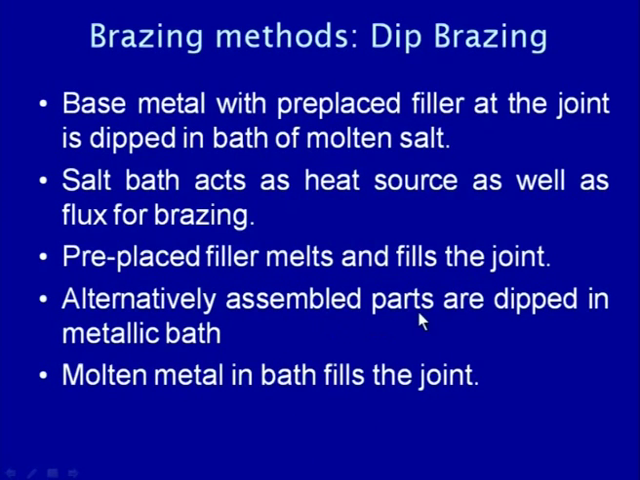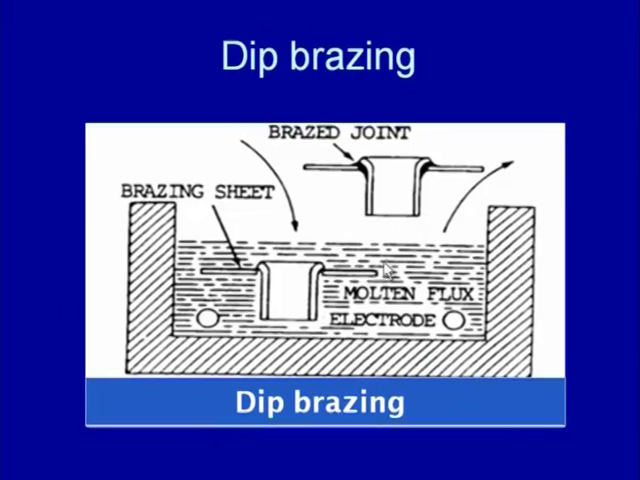So, the assembled parts are dipped in the metallic bath so that the molten metal in the bath fills the gap between the components to be joined. On solidification, we get the braze joint afterwards. So, here say there are two components to be joined. The braze material is kept between them, and then it is put in the salt bath for applying the desired heat, and then it is taken off to get the joint.